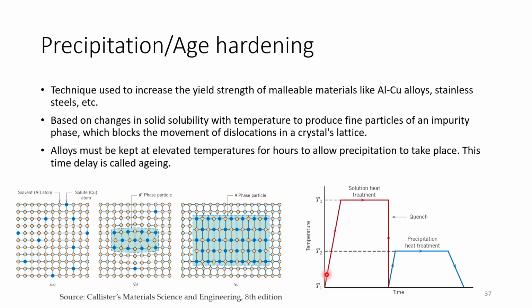Here you can see you first heat your material to the single phase region and then quench it. After quenching, your material has a single phase but is in a supersaturated state at room temperature. Because of this supersaturated state, it is metastable. So if you heat it to a much lower temperature, there will be formation of precipitates, known as precipitation heat treatment, and the first step was called solution heat treatment. After that you will be getting precipitates.